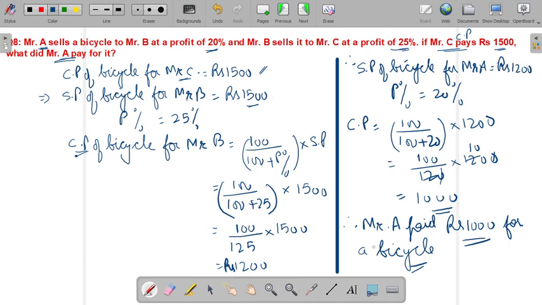So whenever such type of question comes in which the actual condition for the last person is given, means here the actual condition is given as rupees 1500, then always you will start from the end and then you will proceed to the first one.